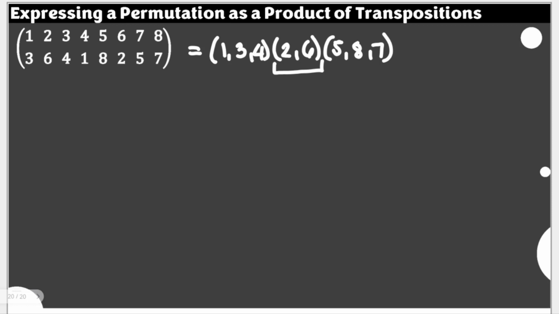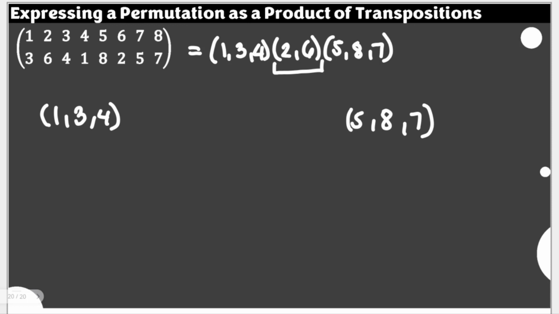What we need to do here is to express the other 2 cycles. You have (1 3 4), and we have here (5 8 7) as a product of transpositions as well. Then, if we're done with that, we can express the entire permutation here as a product of transpositions resulting from all of these processes.